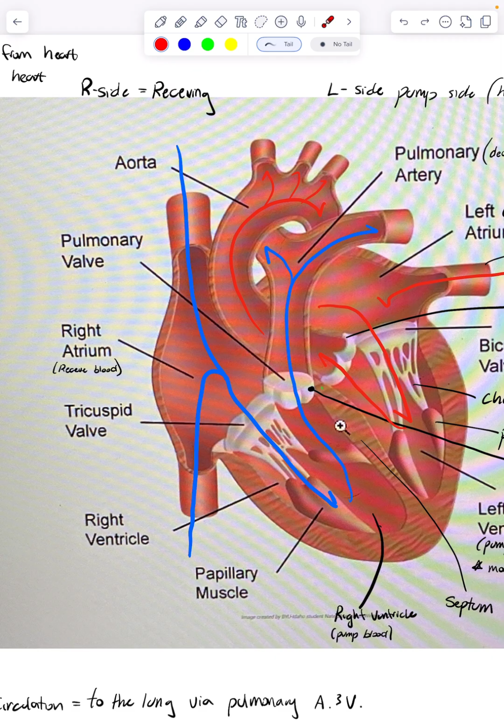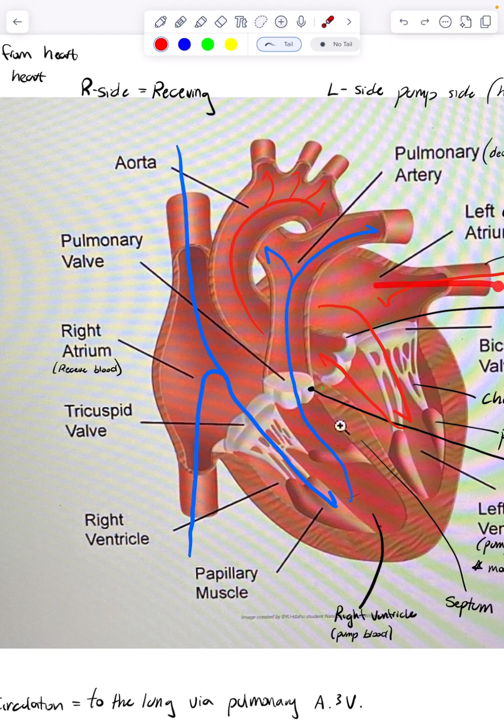The right ventricle then contracts, sends blood up through this valve right here that's called the pulmonary semilunar valve, and it goes into these pulmonary arteries. And artery just denotes that it's going away from the heart. Vein denotes coming towards the heart. So this is the pulmonary artery, even though it's deoxygenated blood, going away from the heart.